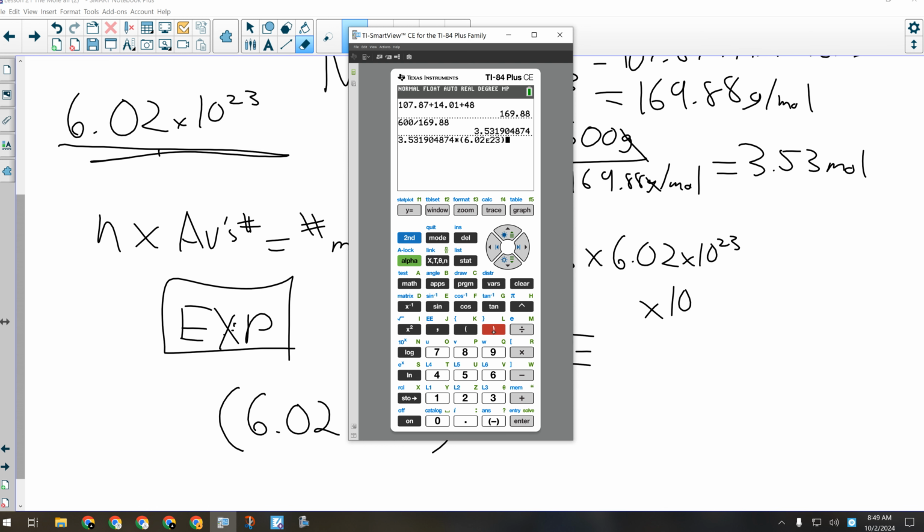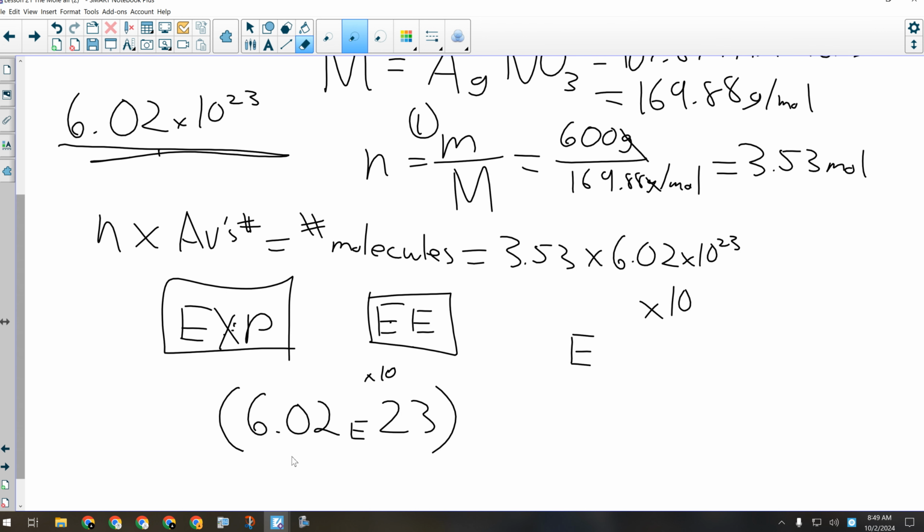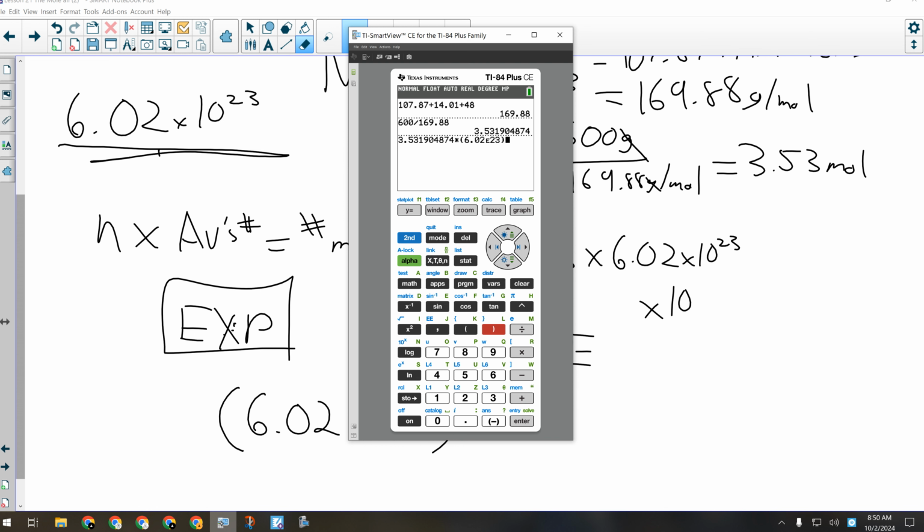Right. Okay, so that's now the calculation that we have right here. Taking our number of moles and multiplying it by Avogadro's number. So now that I've got that in there, I can just hit enter, and I get that. Does that number make sense? I had 3.5 moles, so the number I got is significantly larger than Avogadro's number. So that number makes sense then. That's the number of molecules of silver nitrate in 600 grams.